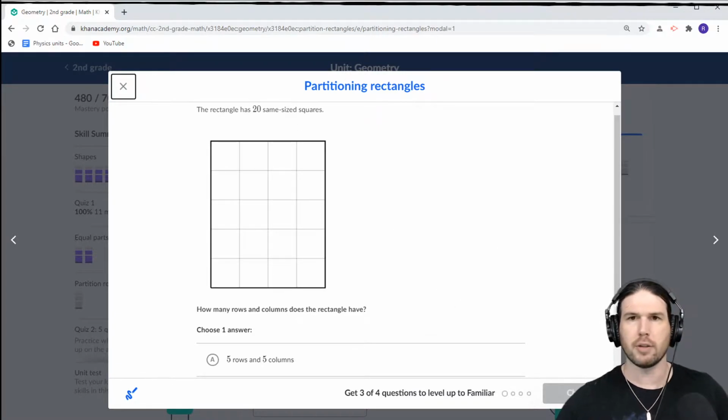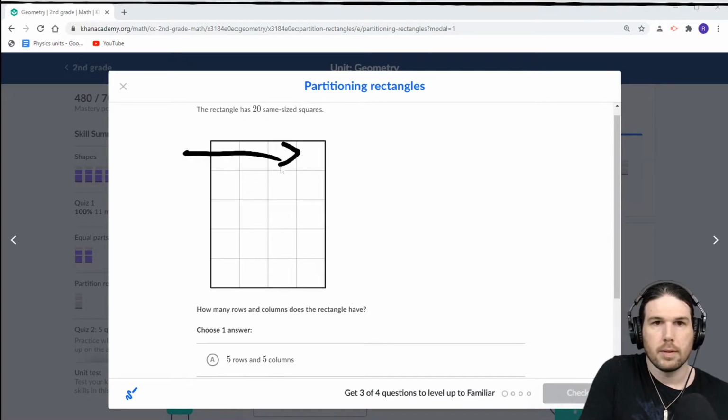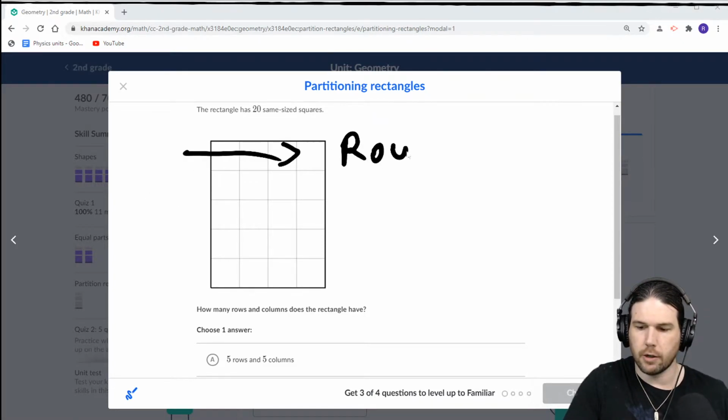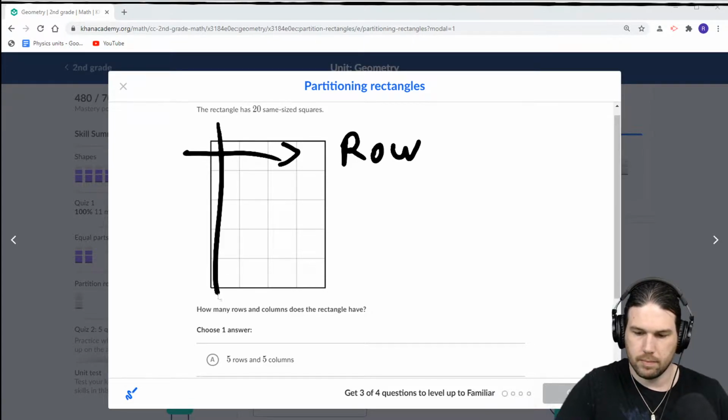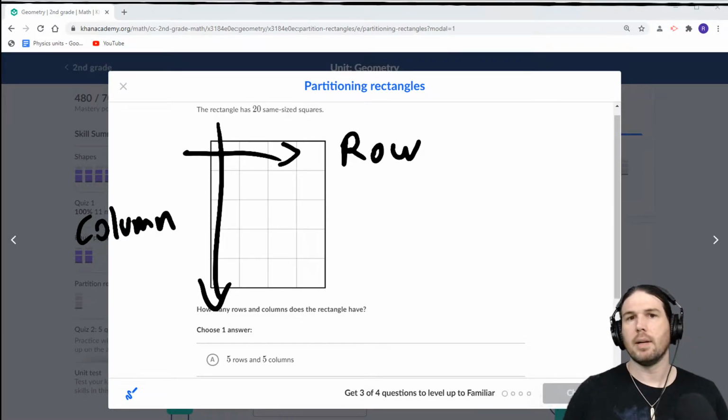I see 4 columns of 5 rows, and this is another good little bit of vocabulary for us to talk about really quick. A row is specifically across, whereas a column is specifically down. A lot of people get these mixed up.